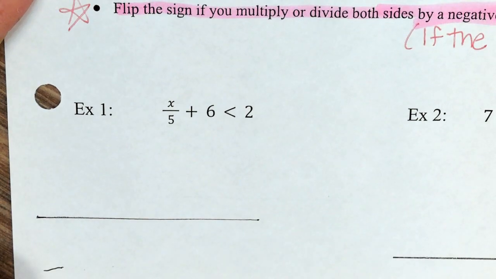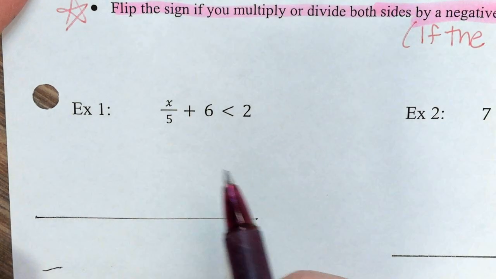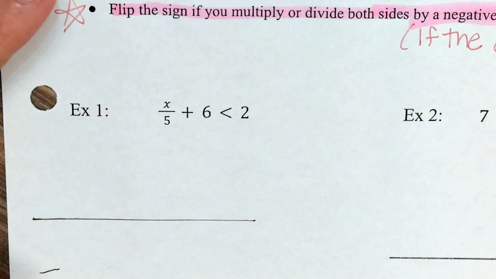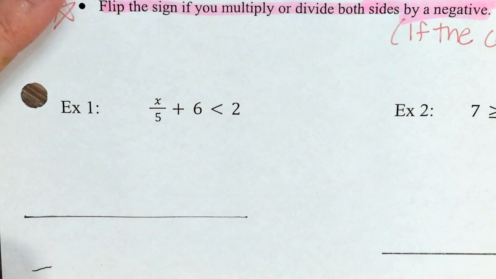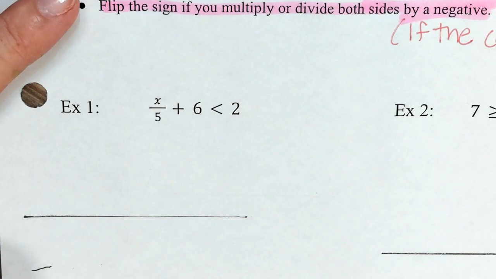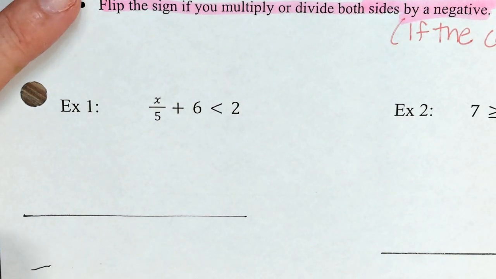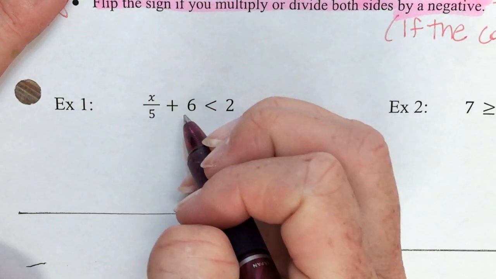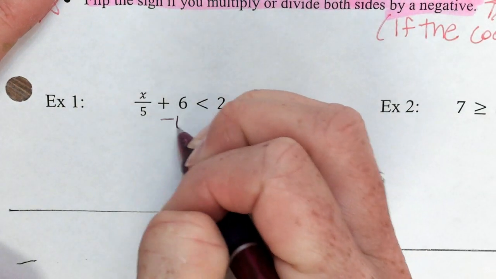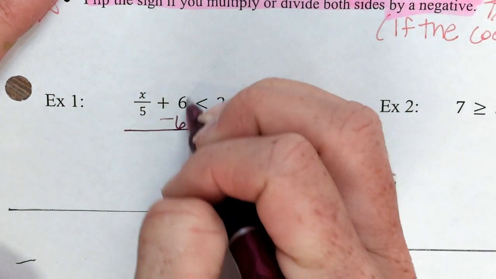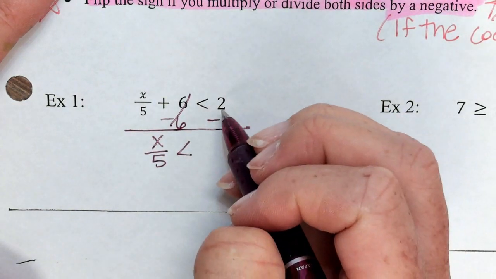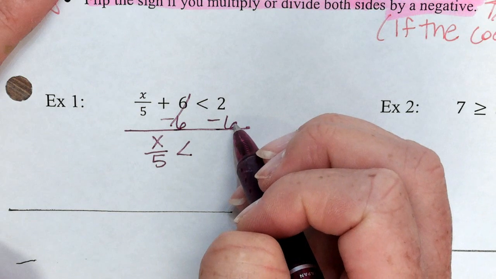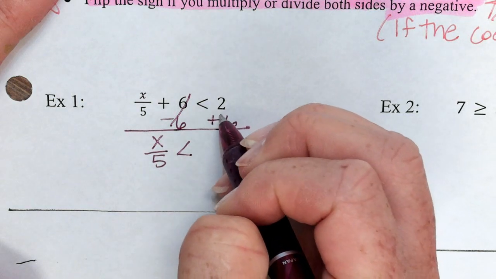Here we go. Is the sign going to flip? No. Why not? What's not a negative? The 5. If the 5 is attached to the x, it's not a negative. The sign will not flip. How do I get rid of the constant 6? Minus 6. I have x divided by 5 is less than 2 minus 6. I need to keep, change, change.